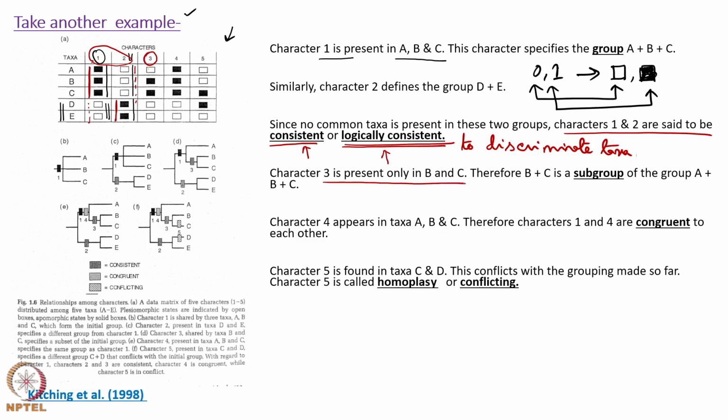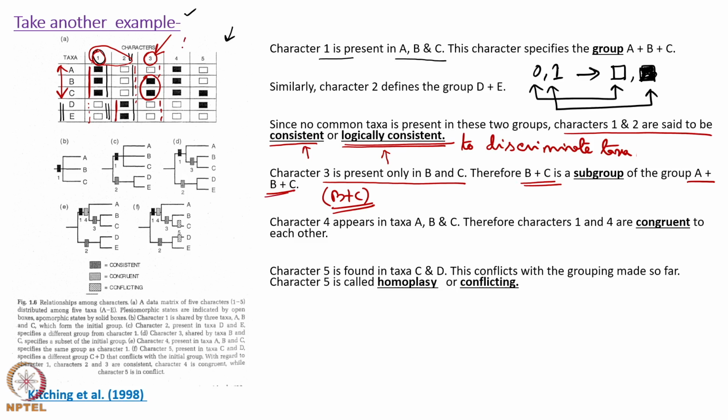Character 3 is present only in B and C and is not present for the other taxa D, E or A. Therefore, B and C can be called as a subgroup of the group A plus B plus C. B plus C becomes a subgroup. So, if I look at it once again, A, B, C can be called as a group because character 1 is present in them which is absent in others. Now, we take special notice of character 3 which is present only in B and C. So, in A plus B plus C group, there is a subgroup of B plus C.